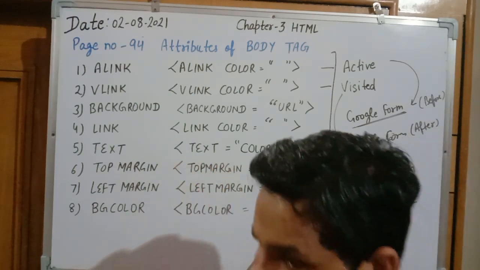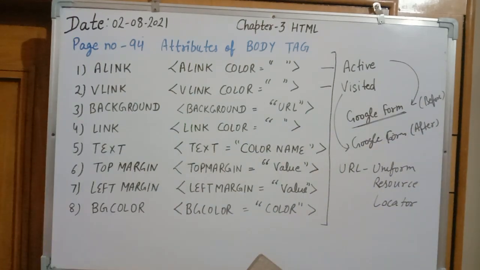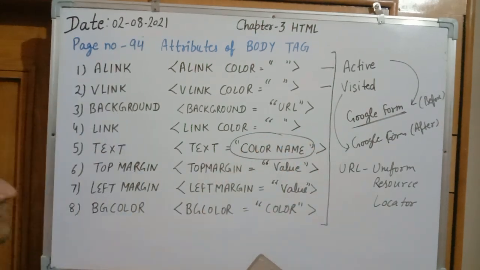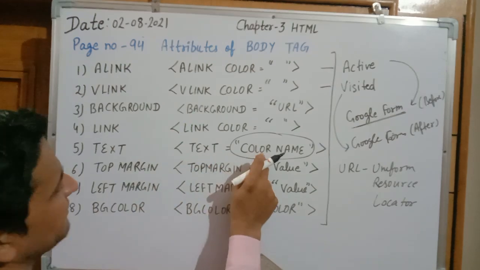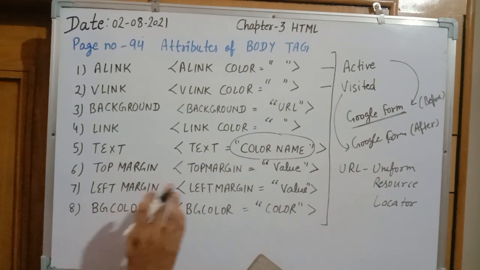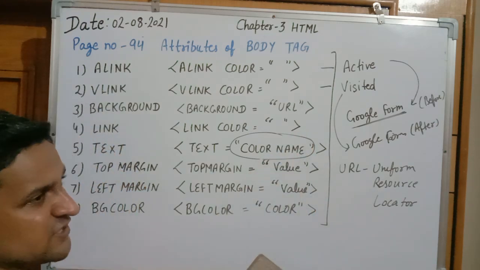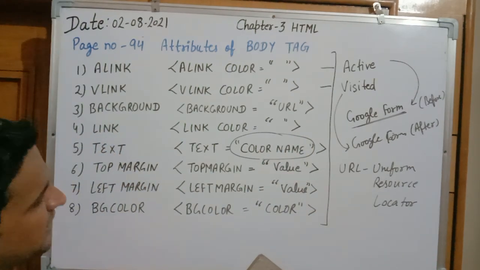The text attribute will define, if we are writing anything in the body tag, what is the color of the text, the color of the font. So we will give text equal to color name. It means body text equal to color name, red, green, blue, whatsoever you are giving. The text will be displayed in that color, and by default it is black.